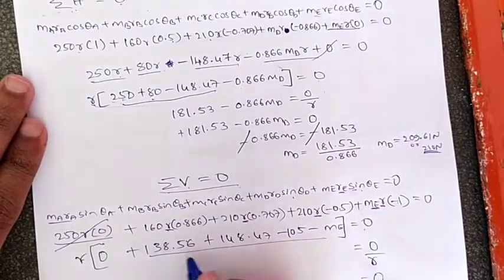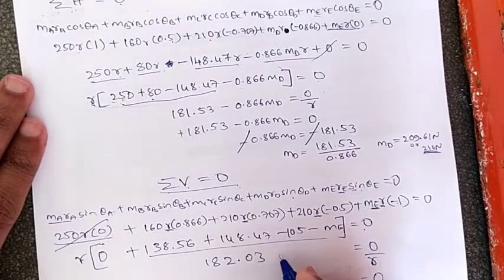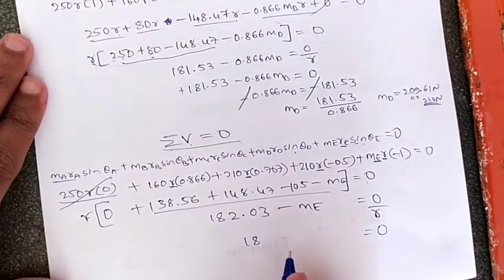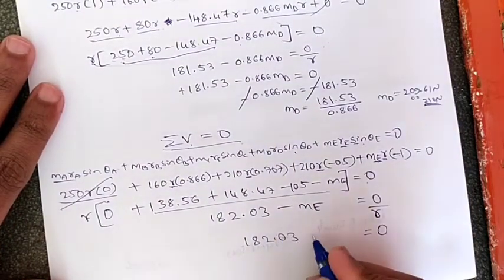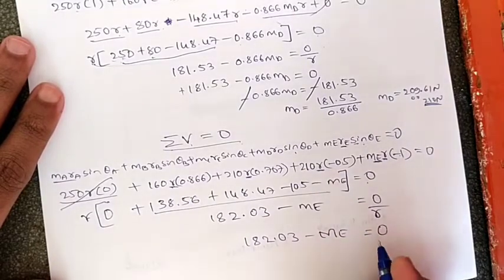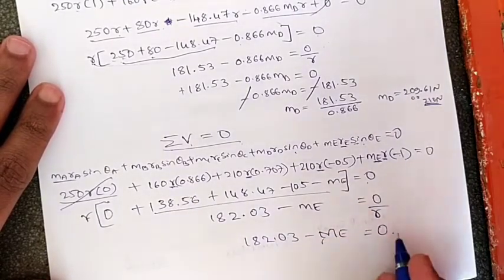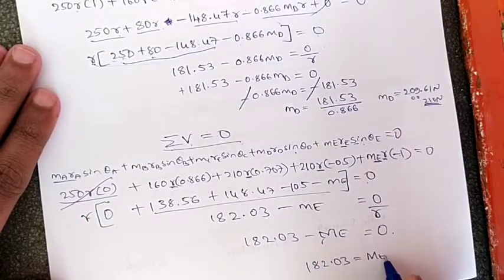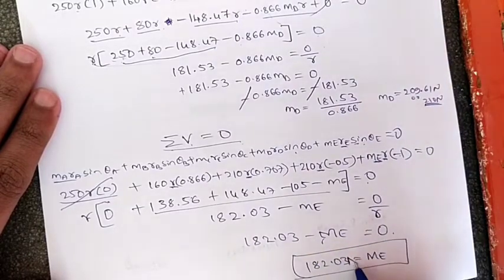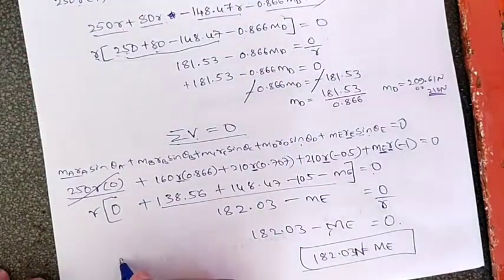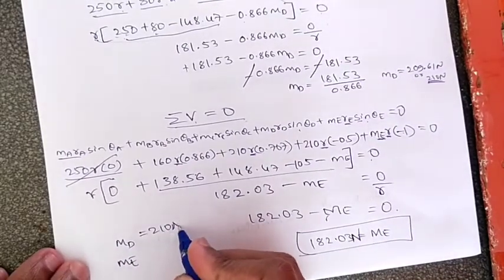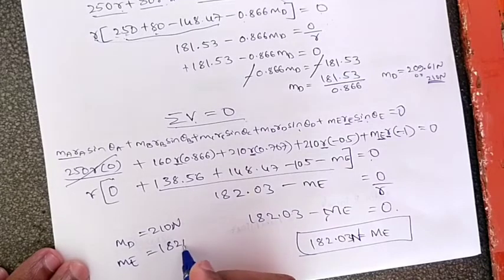So when you find all these values, you will get 182.03 minus ME is equal to 0. Now I will take ME that side. 182.03 is equal to ME. So this will be your answer. So you have found out what is MD and ME. MD is 210 Newton, ME is 182 Newton.